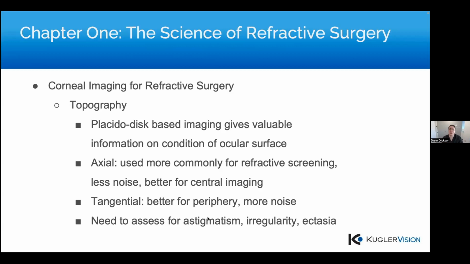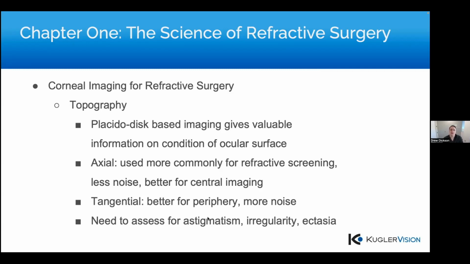But this is an absolute must for refractive surgery. When we're looking at these things, we're assessing for astigmatism, so looking to see if it's regular astigmatism or irregular astigmatism. The Placido-based topography is nice at showing us if the surface looks regular or not, which often can reflect a poor tear film if the Placido disc imaging is poor. And we're also looking at signs for ectasia.